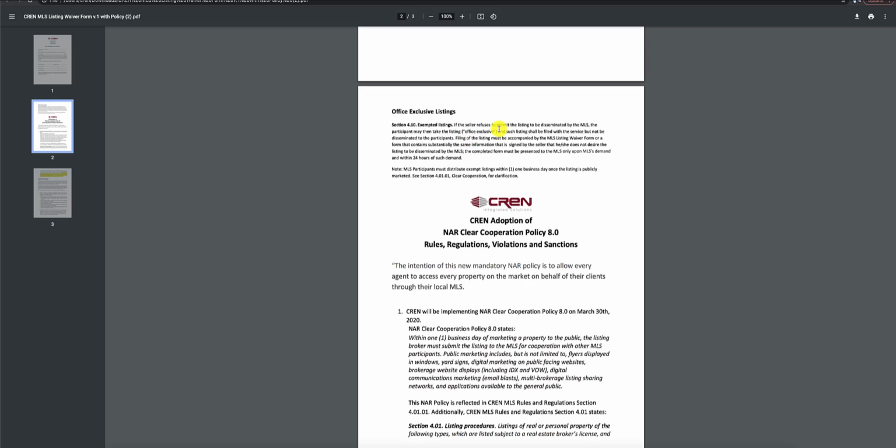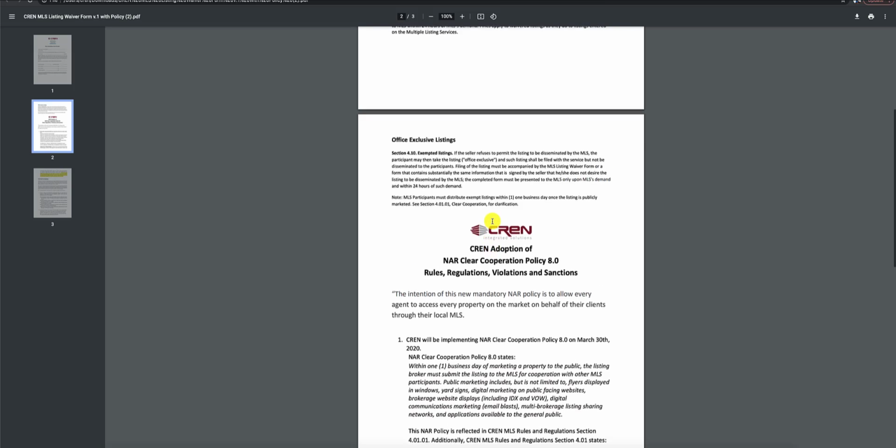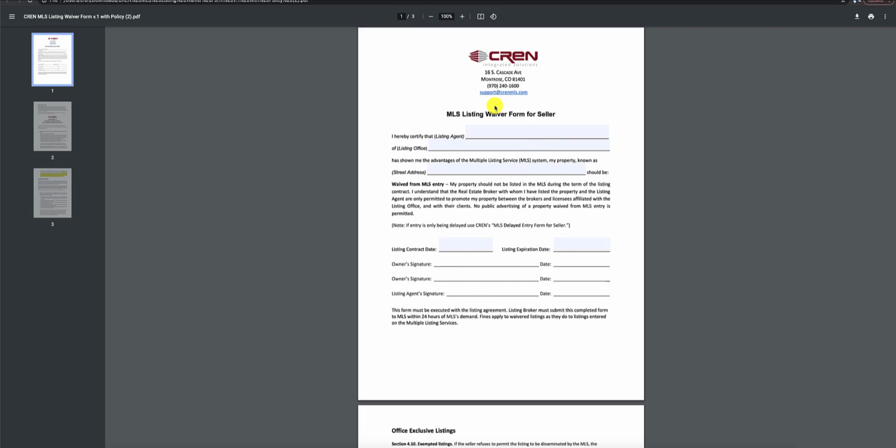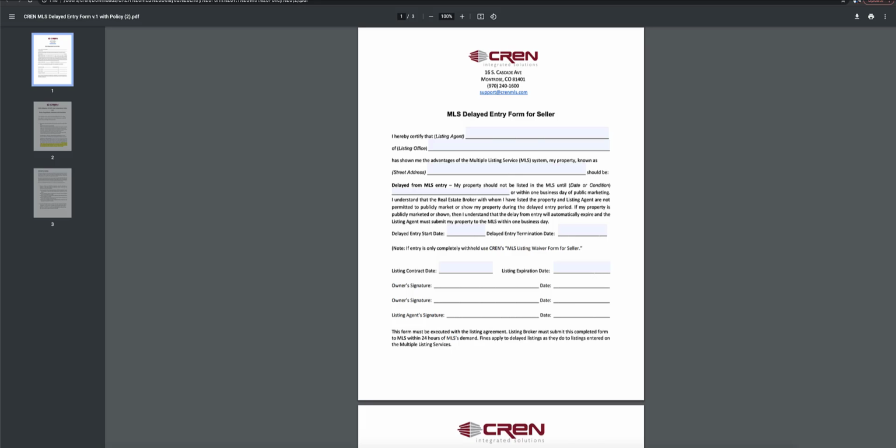So if you guys have an office exclusive, you are free to market that property within your office. But any sign in the yard, any post on Facebook, any email blast out to the other realtors or whoever, that is considered marketing. So at that point, you would have one business day to input that listing. So just be aware of the differences between the listing waiver form and the delayed entry form, and when NAR Policy 8.0 takes effect.